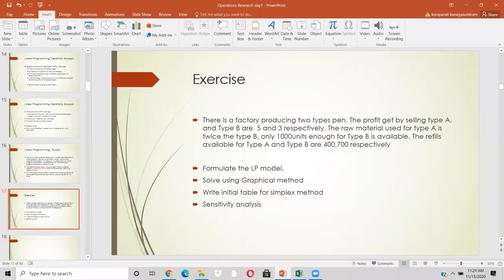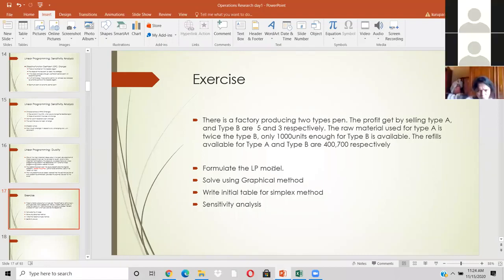Okay, and sensitivity analysis will also be learned through the simplex tables. Okay.